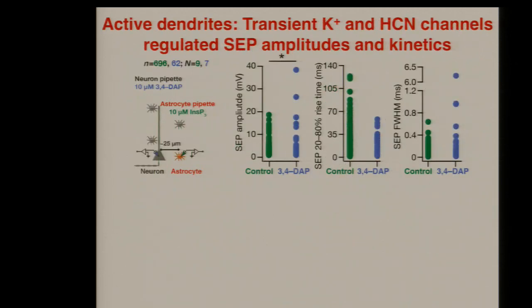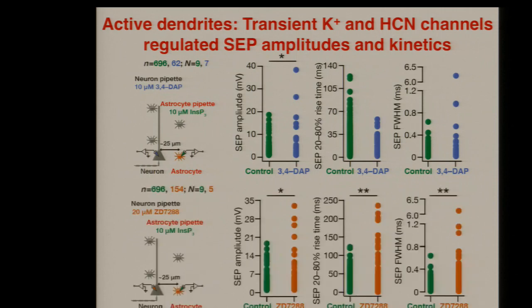And then he didn't stop there. He also asked whether the kind of channels that are present in the dendrites have any effect on the signal amplitude and the kinetics associated with that. He looked at two different channels. One is the pacemaker channel that I have been talking about. Another is the transient potassium channel, which I did not talk about, but they are also present in the dendrites. And to cut a long story short, he showed that both these ion channels, which are present on the dendrites, had a significant effect on either the amplitude or the kinetics or both of them when you had the blocker for that particular channel over here.